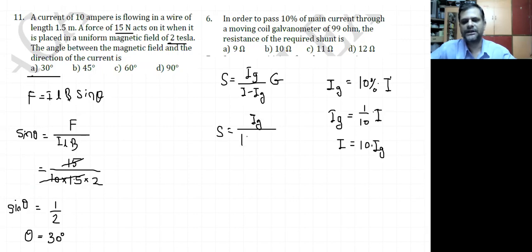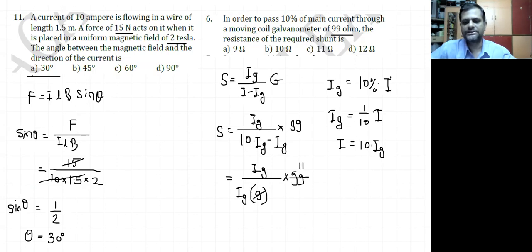That means we get it as 10 times of IG minus IG itself, and that is multiplied by G here, which is given to be 99 ohm. गैलोमीटर का जो रेजिस्टेंस है तो वो दिया हुआ है ऑलरेडी 99 ohm. So if we just replace it here, then we can just take this IG common from here and get this 10 minus 1, which is going to be 9, and that is multiplied by 99, so that this 9 gets cancelled with 99, leaving behind 11, and IG also gets cancelled, so that we can get 1 ohm as the shunt resistance, which is already there in option C here.